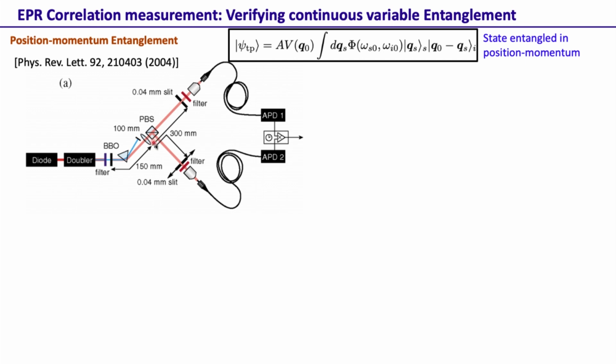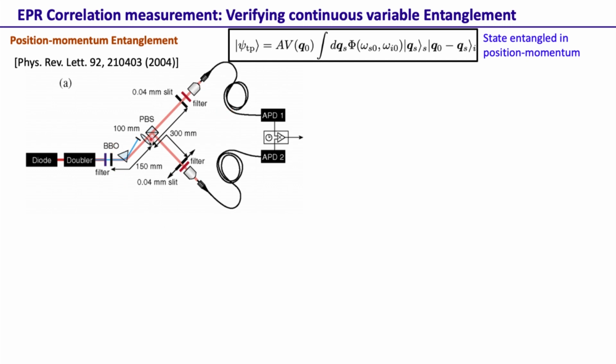So signal goes this way, idler goes this way, and then we look at the correlation of these photons in the position and momentum basis. Now the EPR correlation measurements we want to do right after the crystal. That means, for the photons that just come out, what exactly is the position correlation and momentum correlation, and based on that we'll then look at the conditional Heisenberg uncertainty.